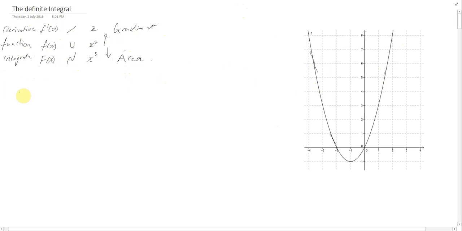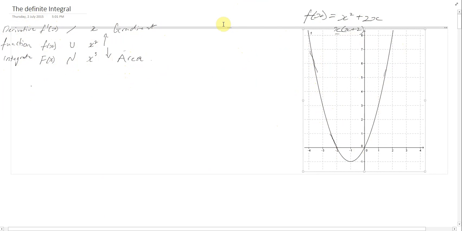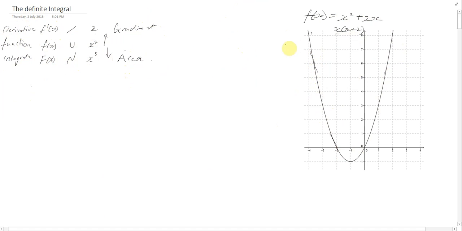So for this graph that we have over here, this is the graph of f of x is equal to x squared plus 2x. And you can see that's true because it cuts through at -2 and 0. So if we were to factorize, it would be x and x plus 2. So it cuts through at x is 0 and x is minus 2 for that one there. Okay, so that's the original function.